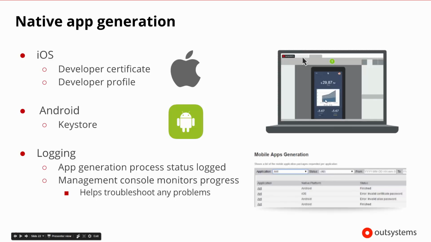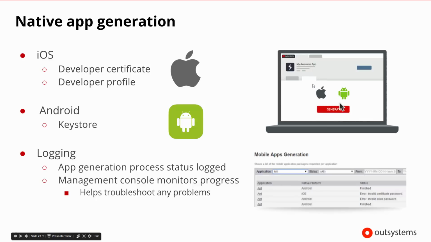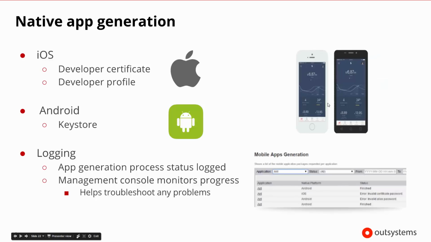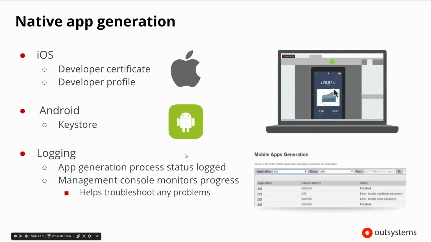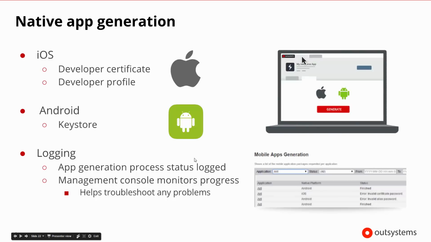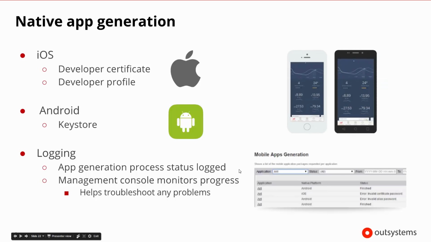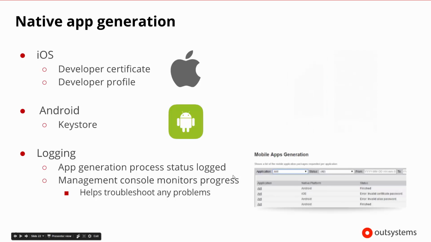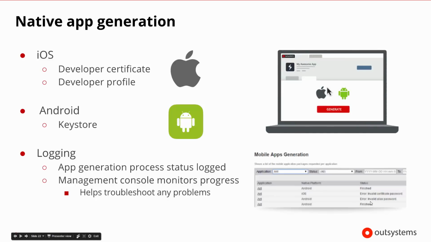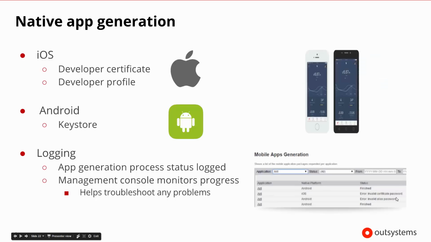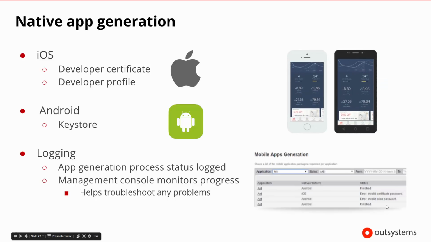So once we've done our development, there is a generate tab that takes us into an area that allows us to generate the native mobile apps. And when that occurs, Service Center will actually keep track of when the native apps have been generated, if there were any problems, and it can help us troubleshoot anything that might have been wrong during the generation process.